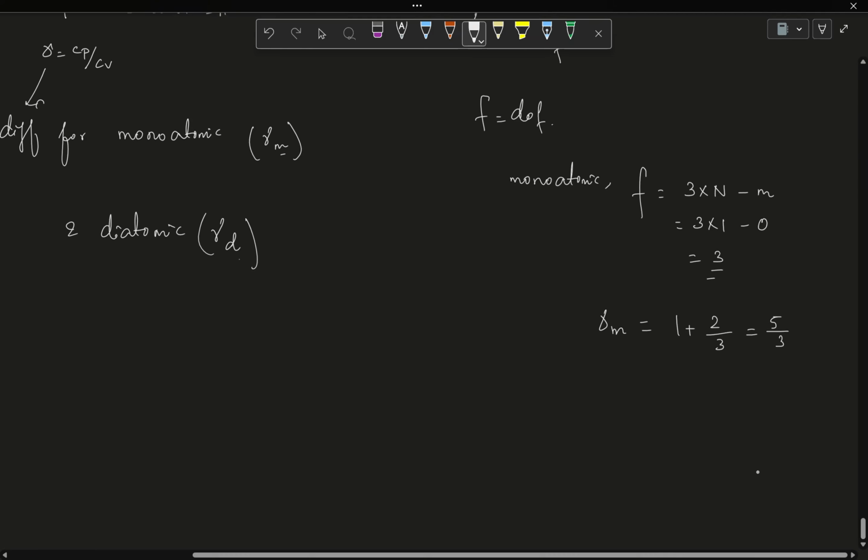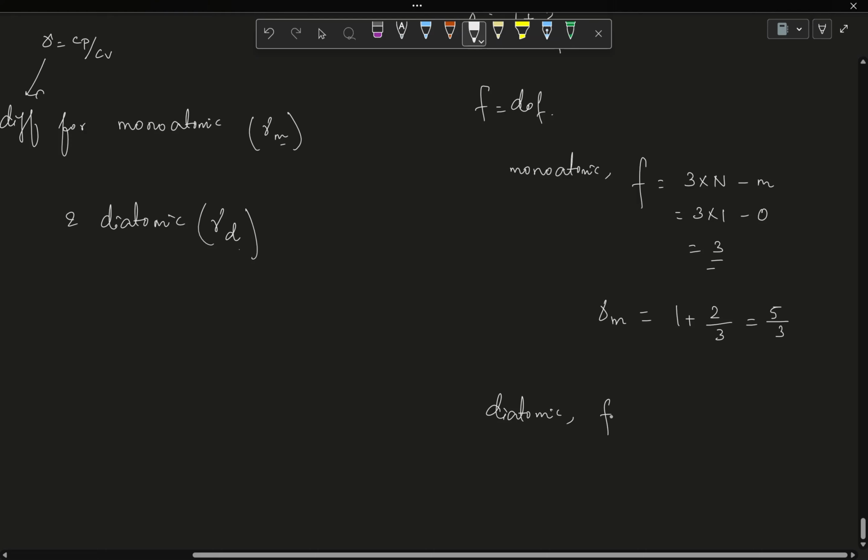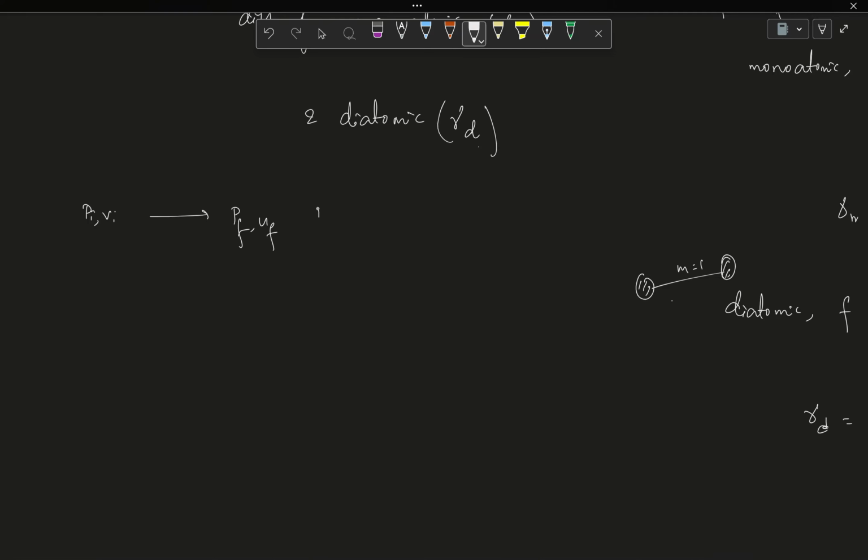Then for diatomic, the degree of freedom F equals 3 into 2 minus 1, because here the number of atoms N is 2, and because the 2 atoms have a bond between them, that is the constraint in this case. So this is m equal to 1 constraint between the 2 atoms for diatomic. So this is 6 minus 1, 5, and similarly the specific heat ratio gamma D will be 1 plus 2 by F, 1 plus 2 by 5 is 7 by 5, right? So we have calculated both of them. Now your initial and final pressure and volume is PiVi to PfVf for both.